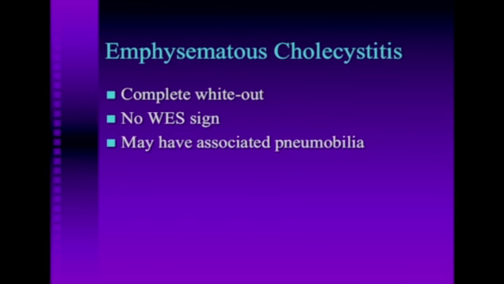On ultrasound, it's going to be a complete whiteout of the gallbladder since none of the sound waves can pass through the front wall. So you're not going to have any of that bile that would have the WES sign for, say, a large gallstone. All you're going to see is one white line completely shadowing behind. And then there may be signs of pneumobilia within the intrahepatic ducts to help you with the diagnosis.